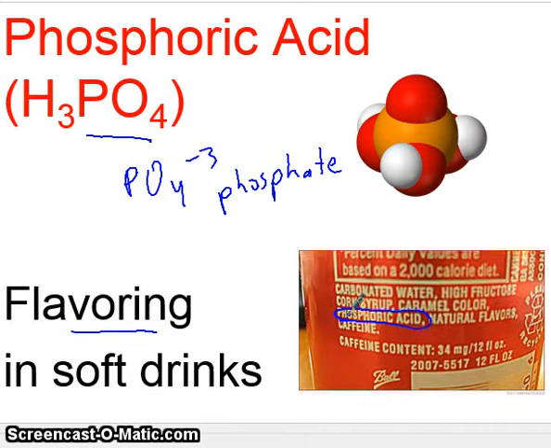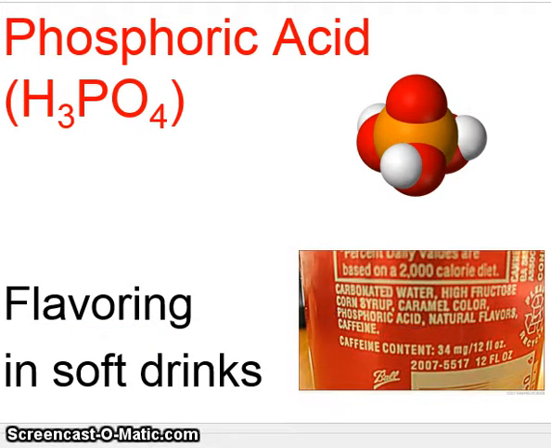It also lists some other acids sometimes, but phosphoric acid is used as a flavoring and a preservative in soft drinks. Phosphoric acid for you.